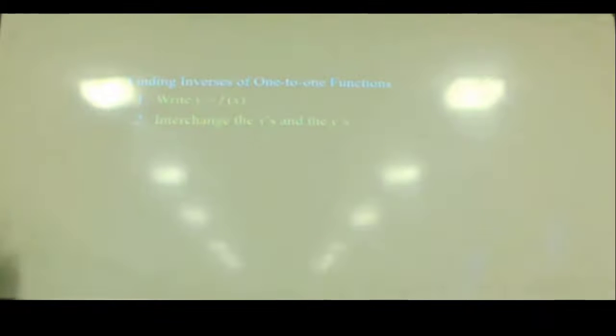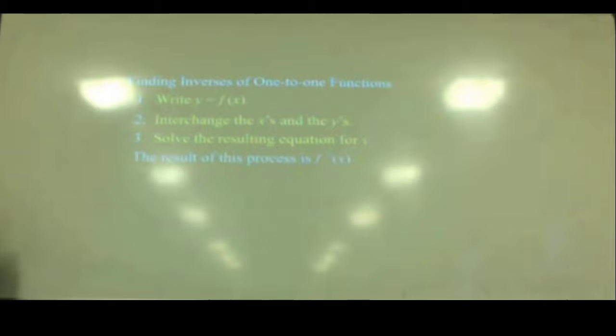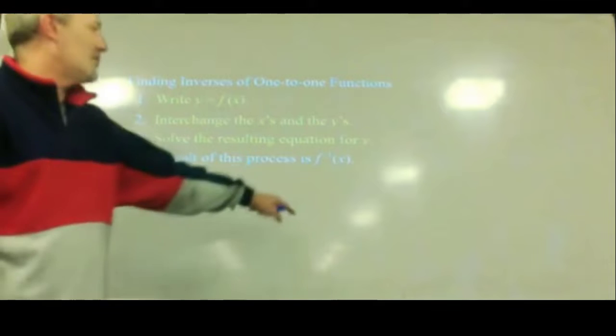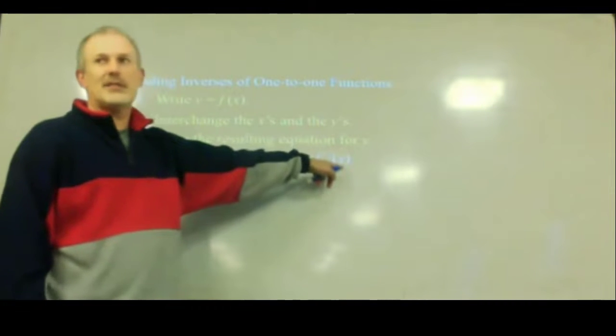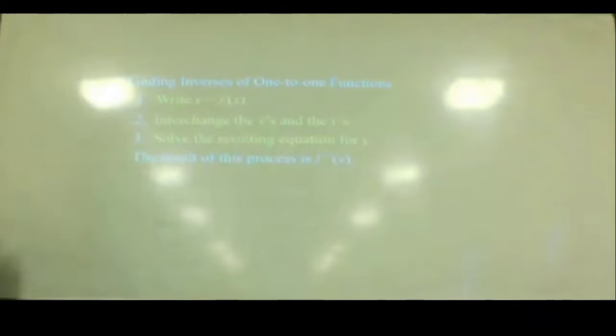Next, we interchange the x's and the y's. So anywhere that it says y, we're going to write x. And anywhere that it says x, we're going to write down a y. Then we do some algebra and we solve and get the y by itself. And after you've done that, that is the inverse. So this is our notation for inverse functions. F, the superscript -1, and then our x. So that's a notation for an inverse function.